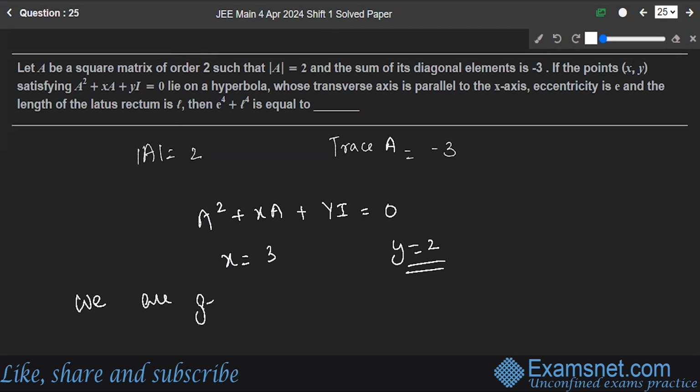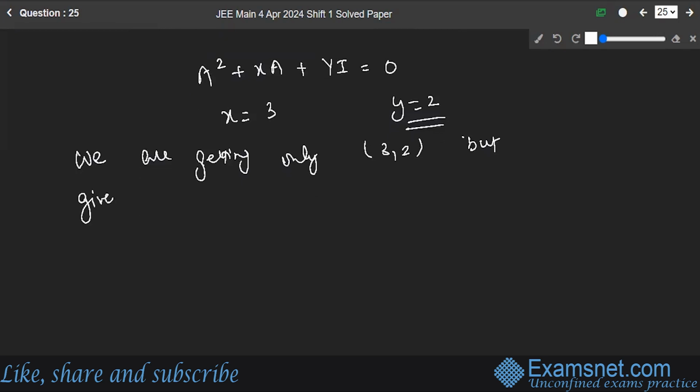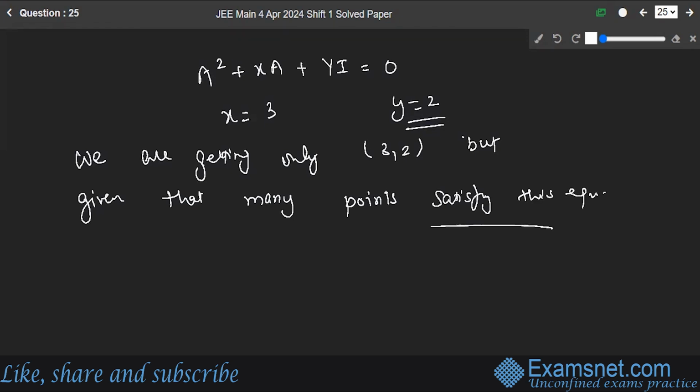We are getting only 1 point, that is 3 comma 2, but it is given that many points satisfy this equation. Moreover, a hyperbola whose transverse axis is the x-axis and passing through this point is not unique. Therefore, multiple values of E and latus rectum are possible. So we can't get to a unique result for it.